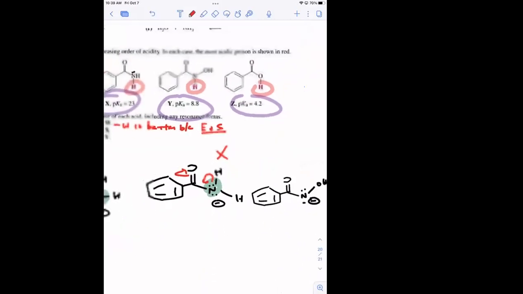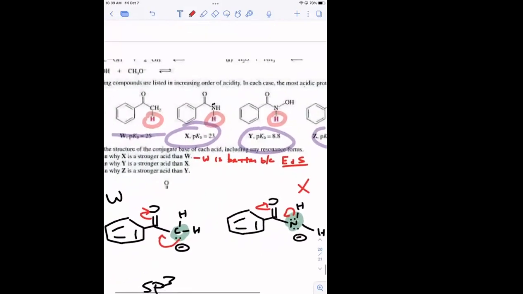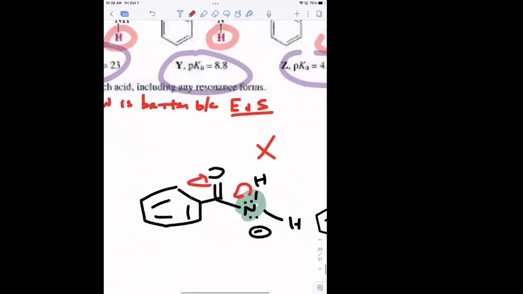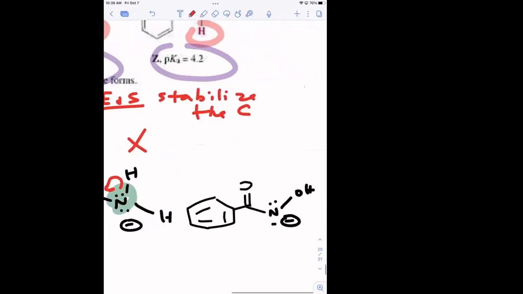I'm just gonna forget ENX. Stabilized by electronegativity, X and W. And it's bigger. So because electronegativity and size, let me finish that sentence, stabilized conjugate base.